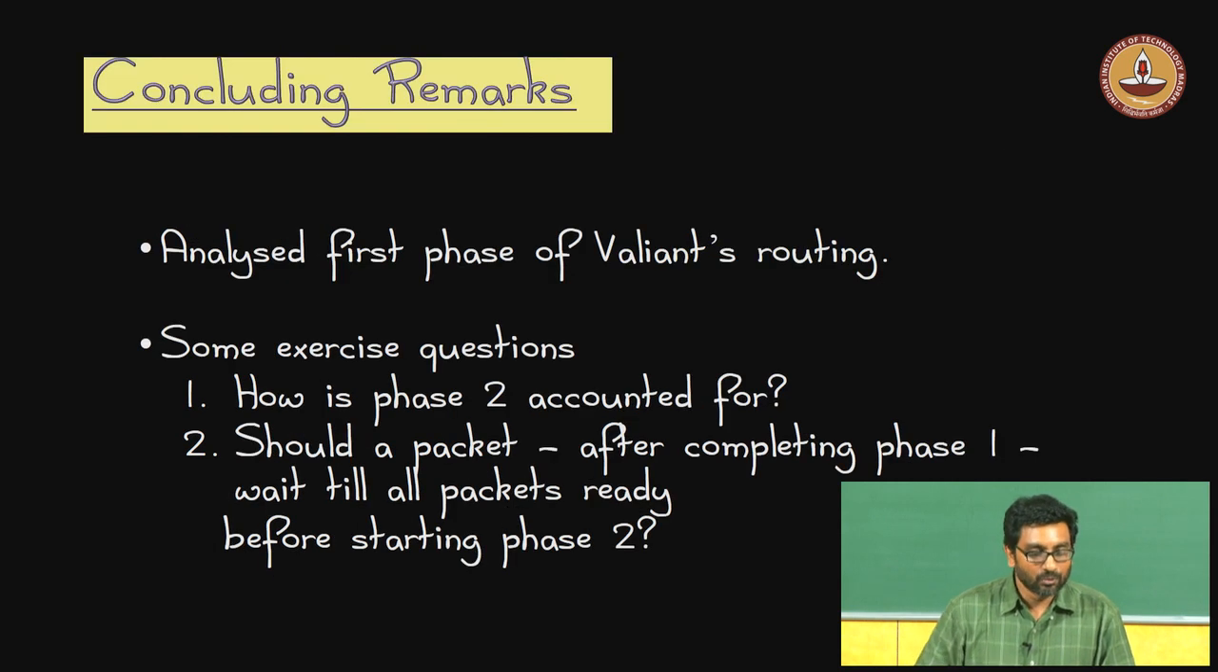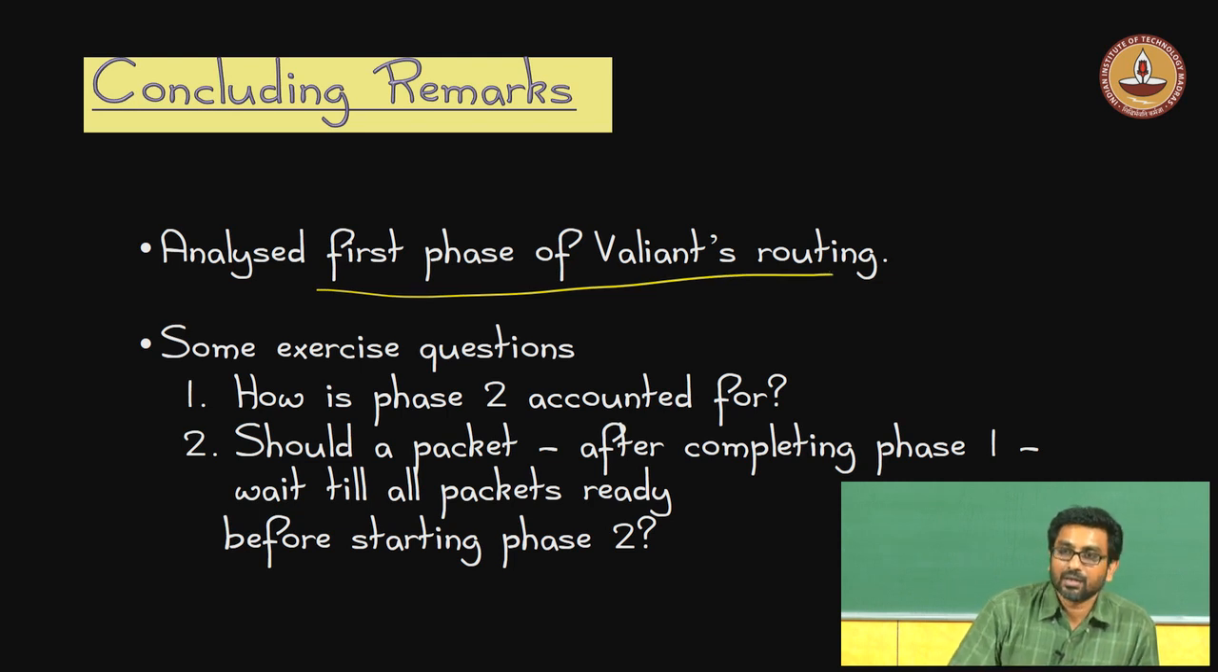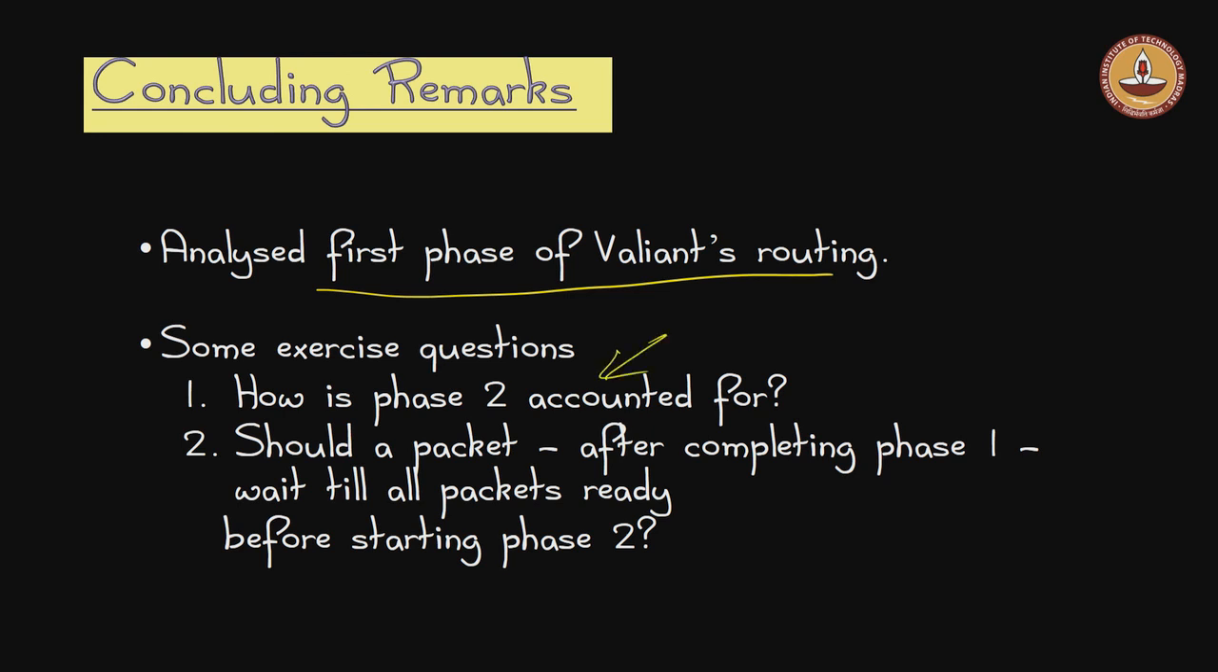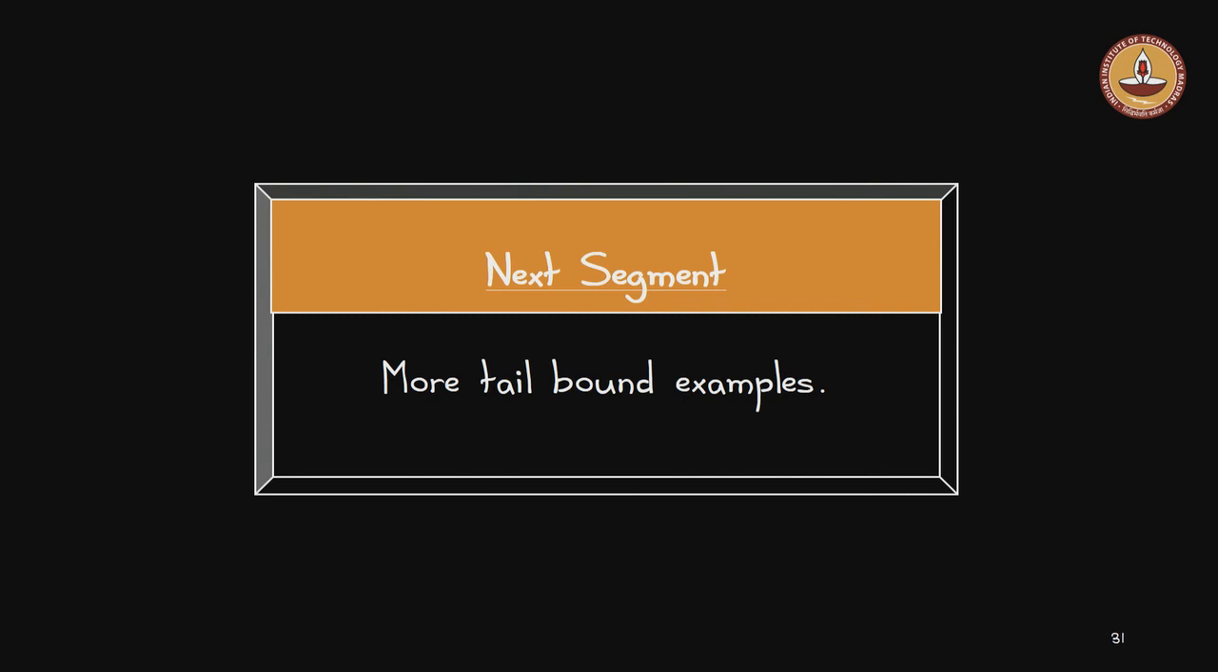With that we will conclude. What we have done is analyze the first phase of Valiant's routing. Some questions remain. For example, we have not talked about phase 2. The other question that we discussed a little while ago is, let us say a packet finishes its phase 1. Should it wait for all other packets to finish their phase 1? No, it can start its phase 2. And why is that? Again, that is something you need to convince yourself. So I leave you with those two questions, and we will see some more examples in the next segment or so.